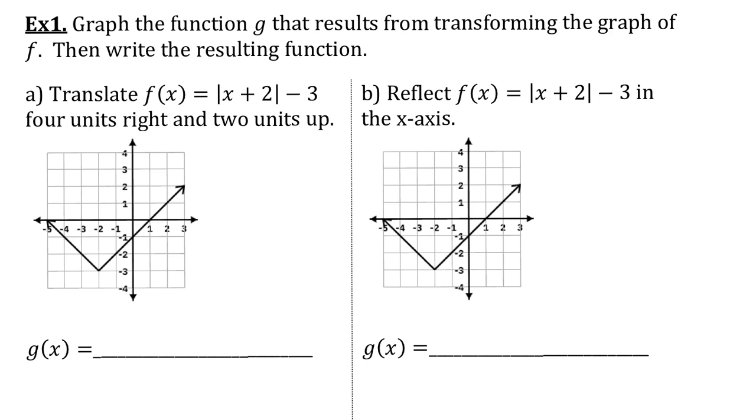Okay, let's take this and move it 4 units right and 2 units up. I'm going to move the vertex because that's the easiest. I'm going to move it 4 units right. 1, 2, 3, 4, 2 units up right here. So that's my new vertex. Okay, it's still the same shape, so it's going to go something like this.